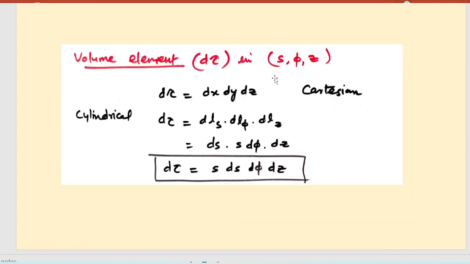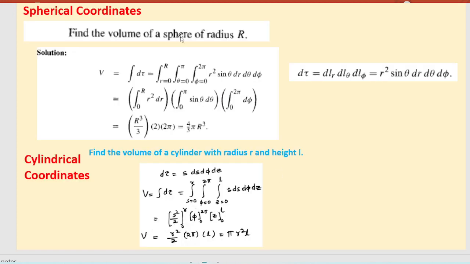The volume element is just we have to multiply dl_s, dl_phi, dl_z, so it will be ds, s d phi, into dz. So d tau is s ds d phi dz. Now we can use this coordinate system to find out some volumes. It is just a simple example of how to find out the volume of a sphere of radius r using spherical coordinates.